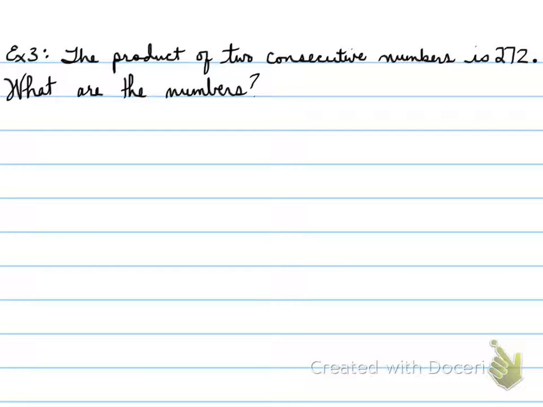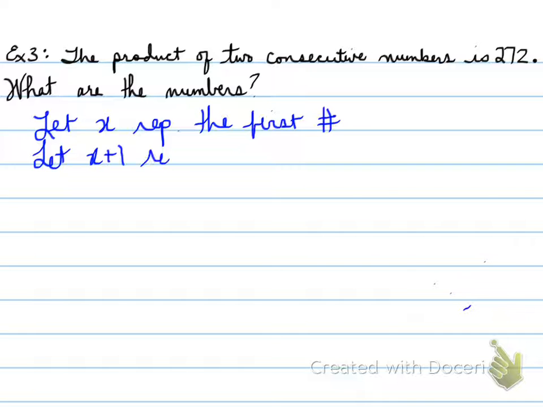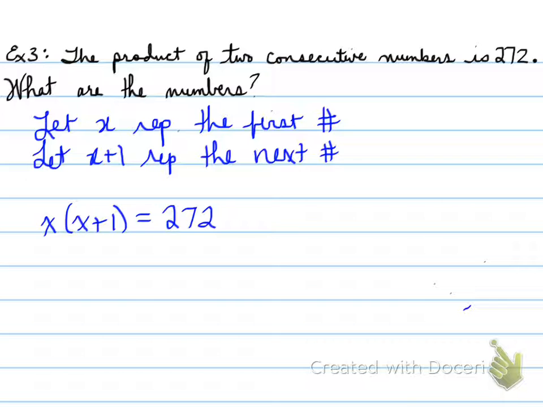So now we need to look at these actual numbers and figure out what will work. How are we going to do this? The question says the product of two consecutive numbers. So if we let x represent one of the numbers, x plus 1 will represent the second number. Why? Because x plus 1 will be the next consecutive number. Now, x times x plus 1 is equal to 272.